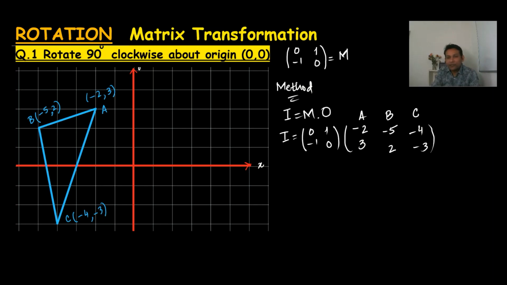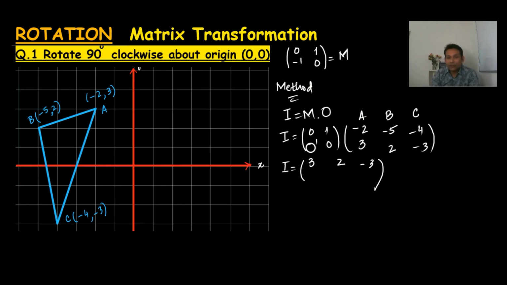Now I have to do simple matrix multiplication, and you can see my video if you have a problem with how to multiply matrices. First row and first column: 0 times minus 2 is 0, 1 times 3 is 3. I am doing this directly; you can even write 0 plus 3, but I am writing only 3 because one number is 0. 0 times minus 5 is 0 and 1 times 2 is 2. That is first row with first, second and third columns. 0 times minus 4 is 0 and 1 times minus 3 is minus 3. This is the first line.